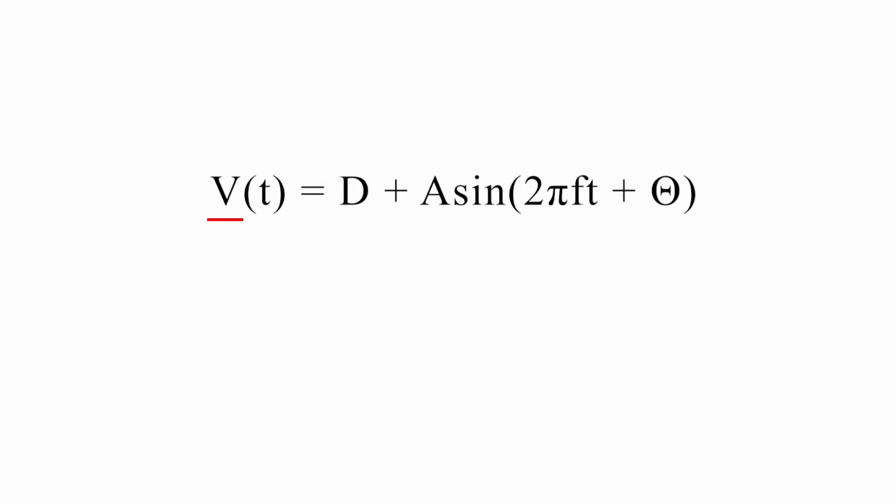Now, this is the mathematical equation for a sine wave with respect to AC. The voltage at any given time is equal to the DC offset plus the amplitude times the sine of 2 times pi times the frequency times time plus the phase.